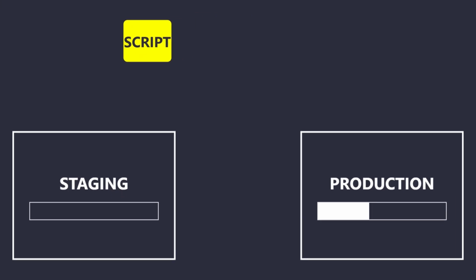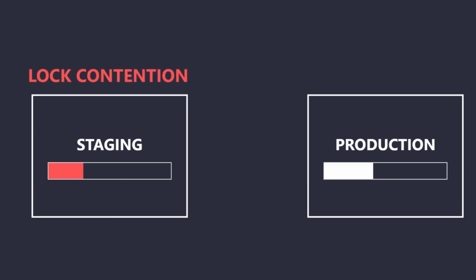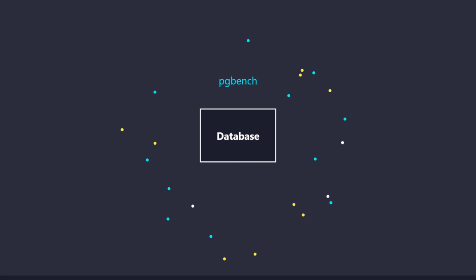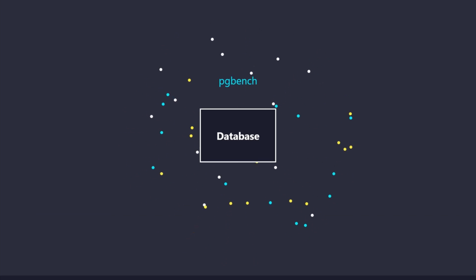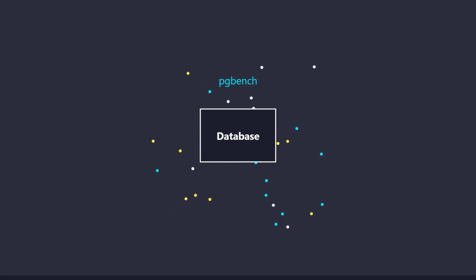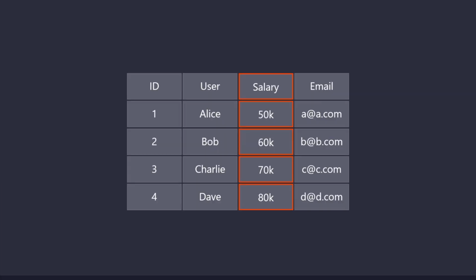Always test your migration script in a staging environment that mirrors your production load. This is the only way to accurately predict lock contention and timing issues. Simulate high concurrent traffic during your staging tests. Tools like pgbench can help recreate the conditions where a column drop might fail due to lock timeouts or deadlocks.